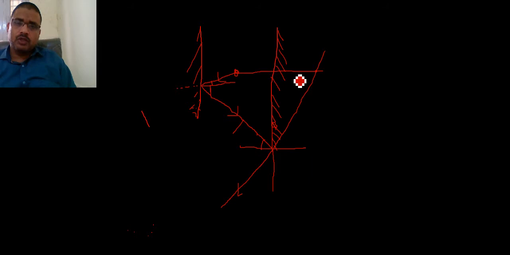In this way, images are formed when two mirrors are parallel to one another, then this kind of formation takes place. This is the condition of how multiple images are formed. Now go back.